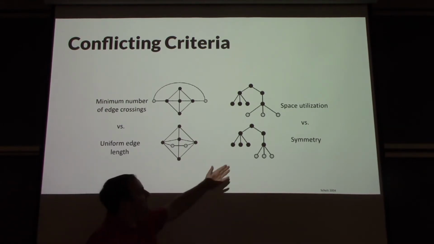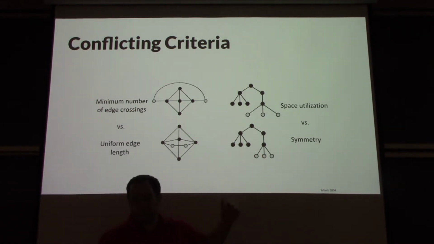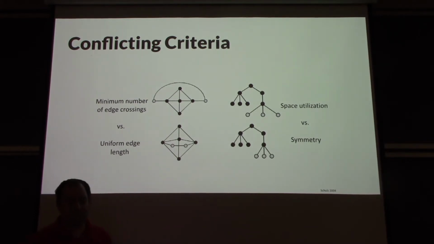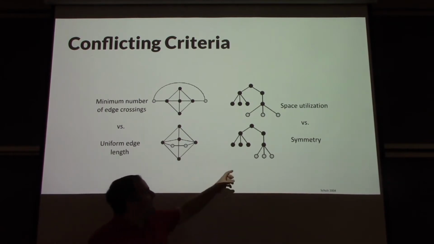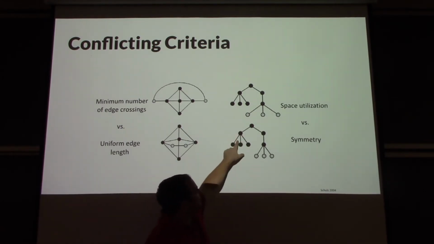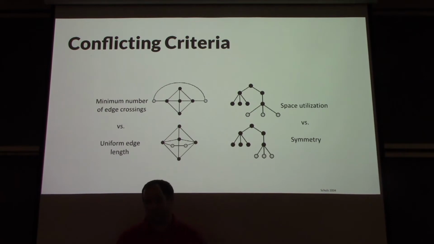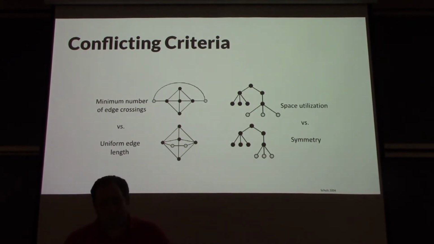But here, by having a similar edge length for all the edges, we have to introduce a crossing. And then we have a trade-off here for space utilization versus symmetry. We want to use maximum space, but we also want to have the same types of structure, like here and here, these should look the same. So we have these trade-offs to make when we develop graph layout algorithms.